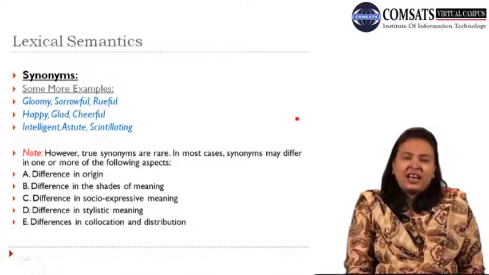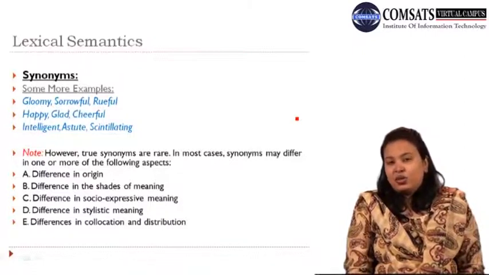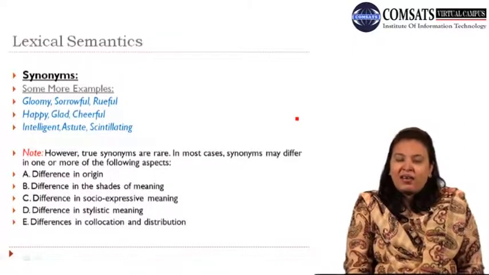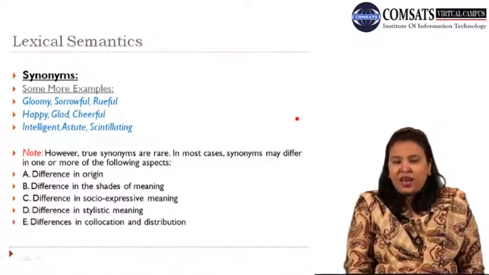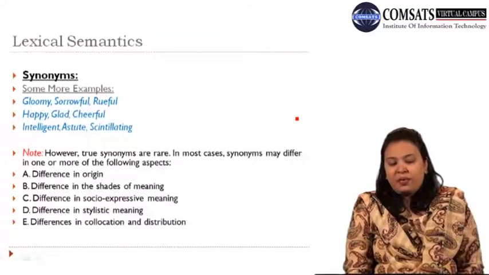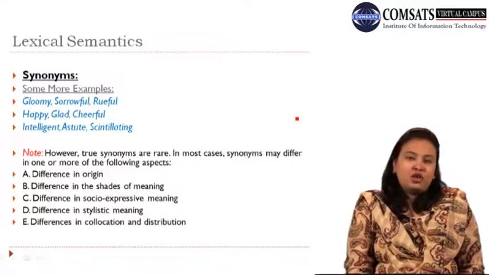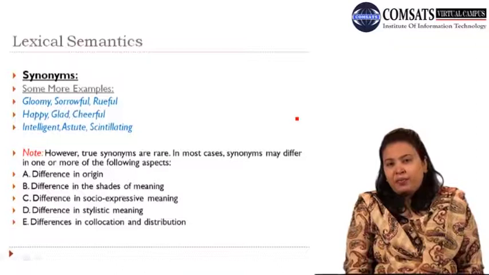The words perfectly having the same meanings are called true synonyms, and there are rarely true synonyms. Usually we have synonyms which are closely related to each other, and they differ in one or various ways. For example, sometimes synonyms differ in origin. Sometimes they differ in shades of meaning.